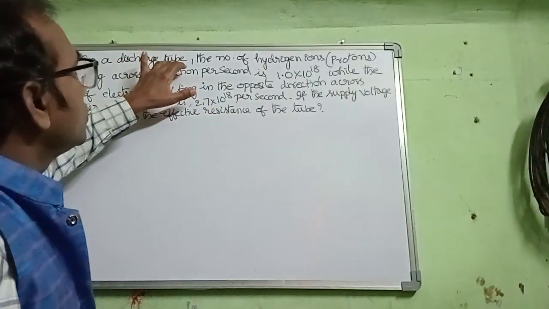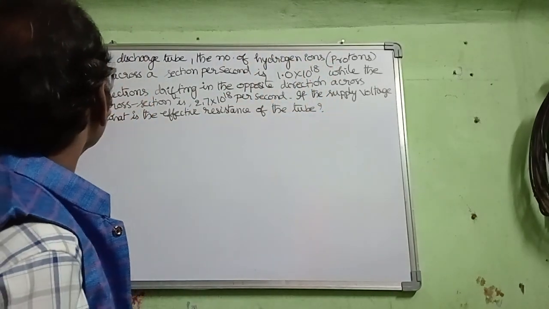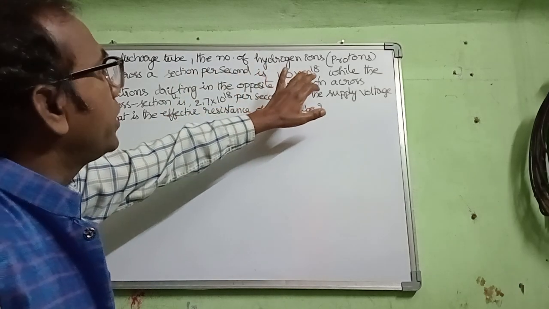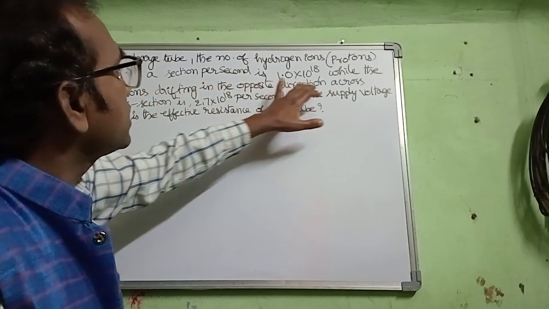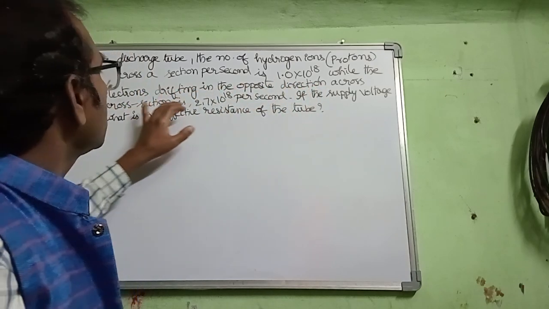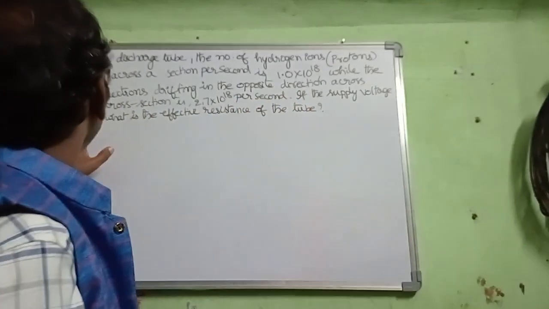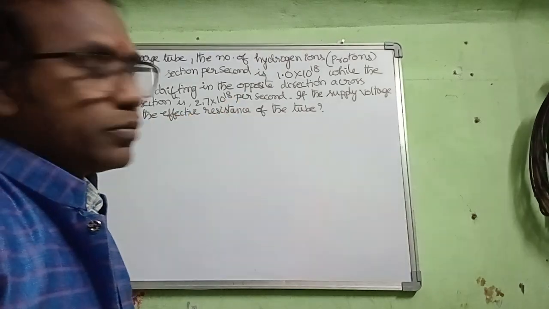So in a discharge tube, the number of hydrogen ions, meaning protons, drifting across a section per second is 1.0 into 10 power 18, while the number of electrons drifting in the opposite direction across another cross section is 2.7 into 10 power 18 per second. If the supply voltage is 230 volt, what is the effective resistance of the tube?